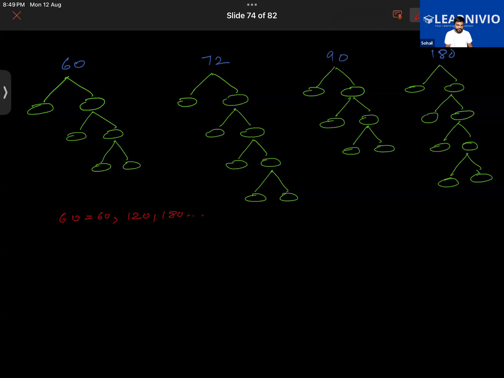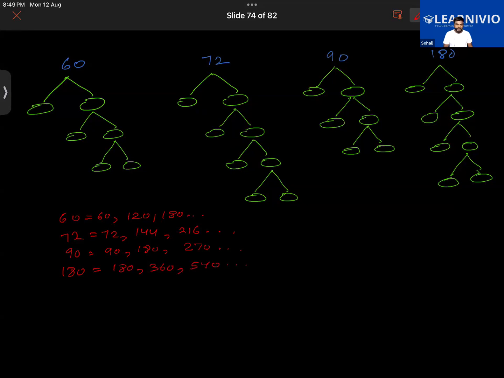For 72, it will be 72 ones are 72, 72 twos are 144, 72 threes are 216, like this. For 90, it will be 90 ones are 90, 90 twos are 180, 90 threes are 270. Right now, I'm only talking about multiples, not lowest common multiples. For 180, the multiples will be 180, 360, 540, like this.